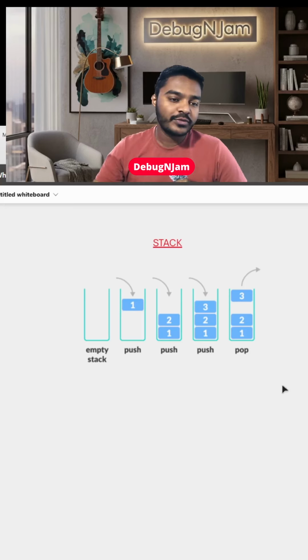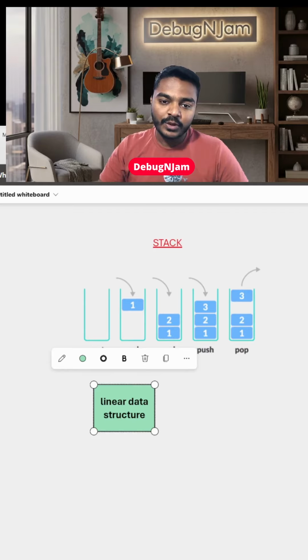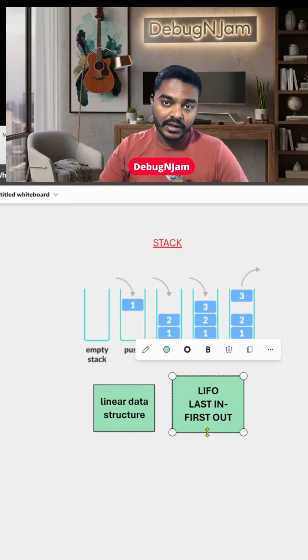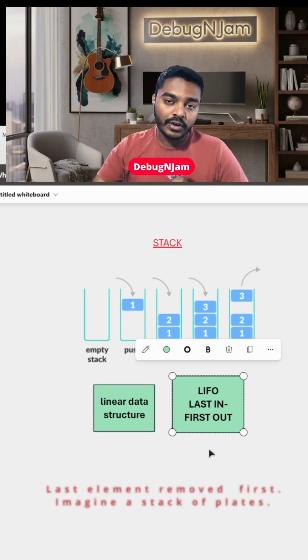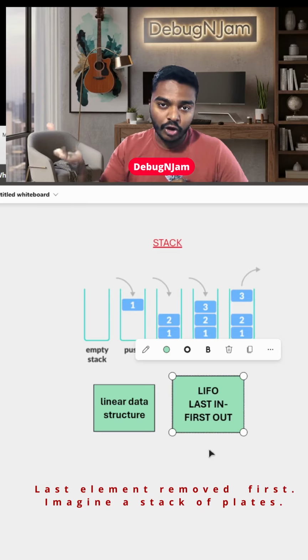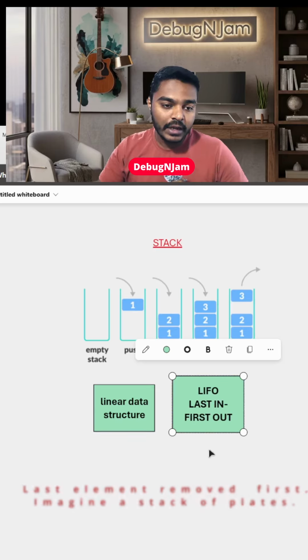Enough of arrays, enough of strings. Today we learn an interesting and popular concept called stack. Stacks fall under a category called linear data structures. Next, it also follows a principle called last in, first out. What does it mean? Last in, first out refers to the element which is stacked on top being removed first. Let's see how it looks.